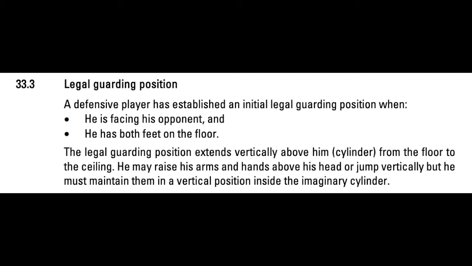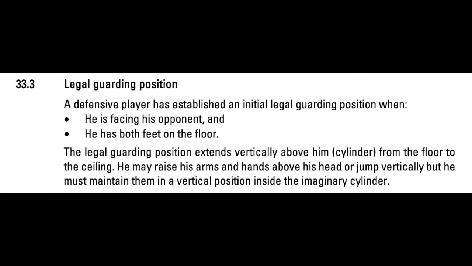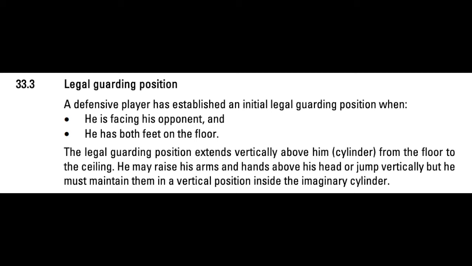A defensive player has established an initial legal guarding position when he is facing his opponent and has both feet on the floor. That is the base you need in order to have legal guarding position. The second portion talks about your legal guarding position: the cylinder extends vertically above the player. So you can raise your hand straight up above your head or even jump straight up. If you maintain that vertical position, then you're still in legal guarding position. But if you jump outside of it, now you have a potential for a foul, which we'll look at later under the principle of verticality.